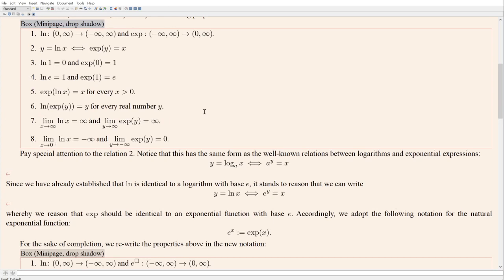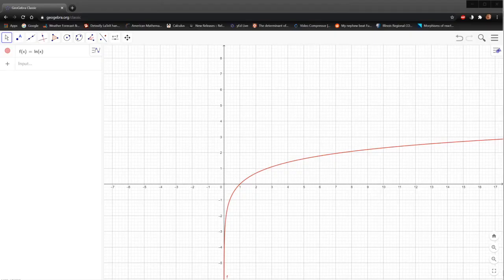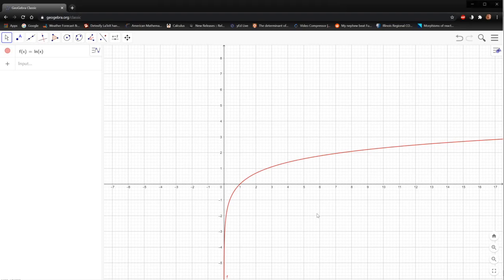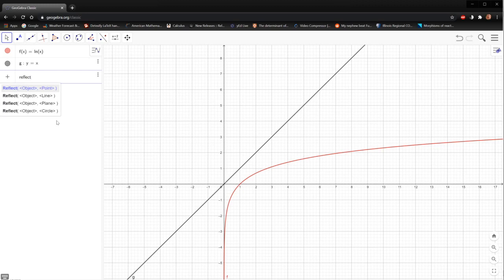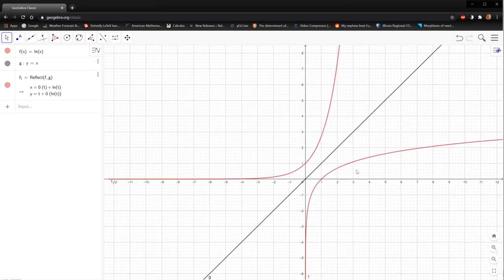And this is easier to see when you actually look at the graph, right? Because how do you obtain the graph of an inverse function? Well, you reflect it about the 45-degree line. This is all stuff that I was talking about in section 6.1. So there's the 45-degree line. If we reflect f about g, we can see that this was the graph of the natural log. This here must be the graph of the natural exponential.